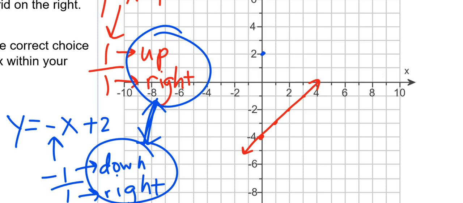Could you go the other direction? Could you eventually go to the left? Sure I could, right? If this is up 1 and over 1, I could go down 1 and back 1. But if you need a strategy to help you get the first few points, then use the up and down and move to the right to find your next point. And then after you got a couple points, if you want to go the other direction, you can. But if you need a strategy, do that. Okay.